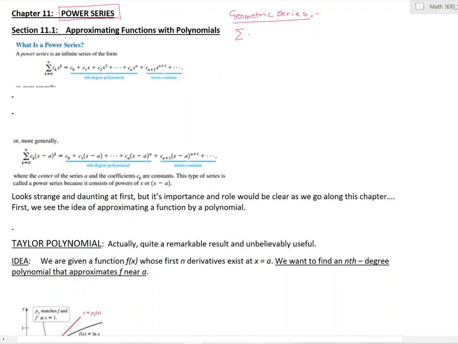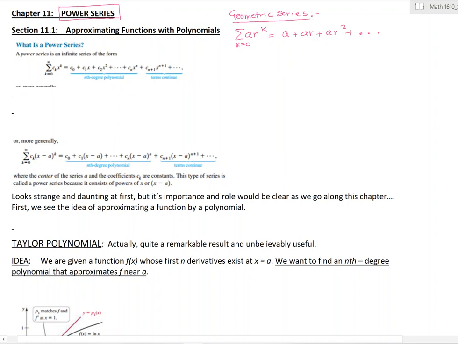So that was summation a r raised to the power k, which means k starts from 0. So that gives us a plus a r plus a r squared, plus and so on forever.